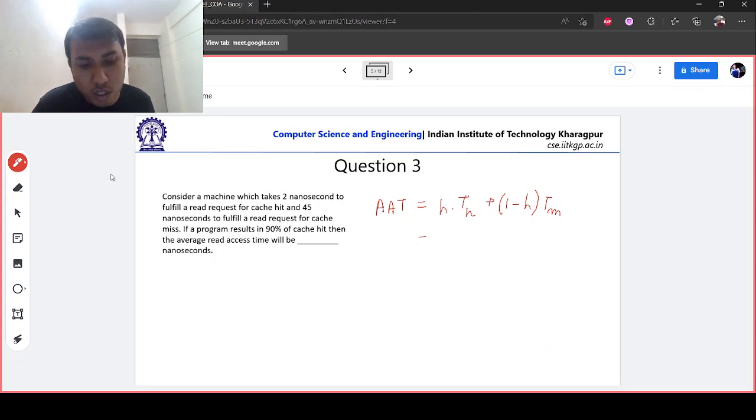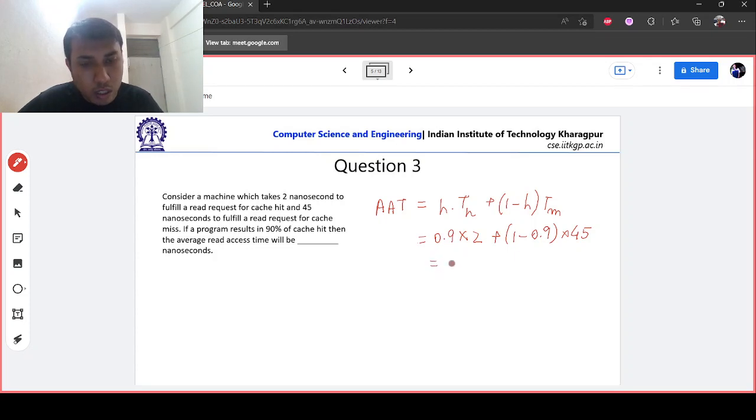So here what is hit? The hit probability is 90%, so h will be 0.9. And what is t_hit? That is the time for a hit, when there is a hit in the cache, that is 2 nanoseconds. So it will be 2 plus, what is 1 minus h? 1 minus 0.9, into what is the time for a miss, that is 45 nanoseconds.